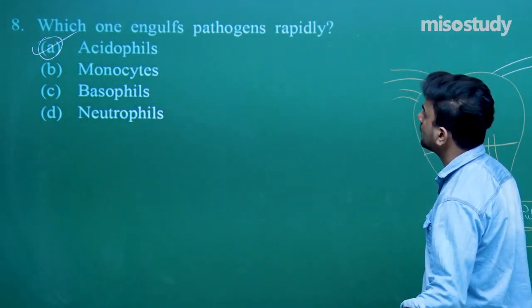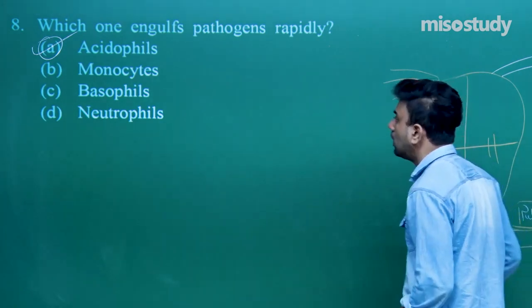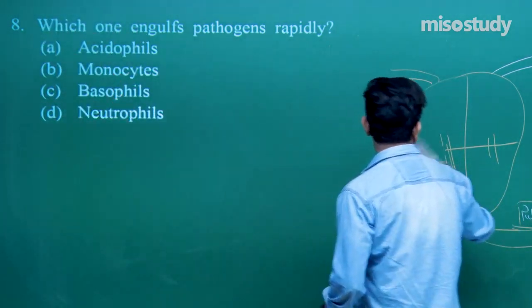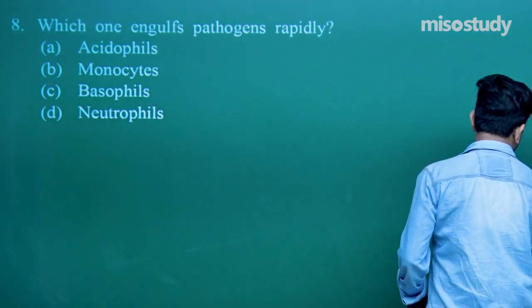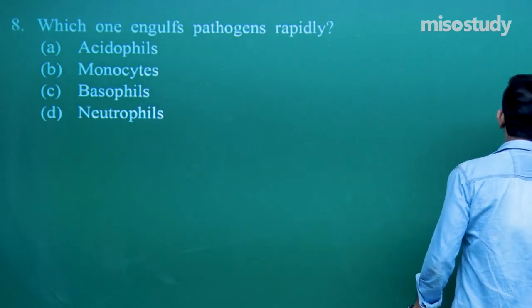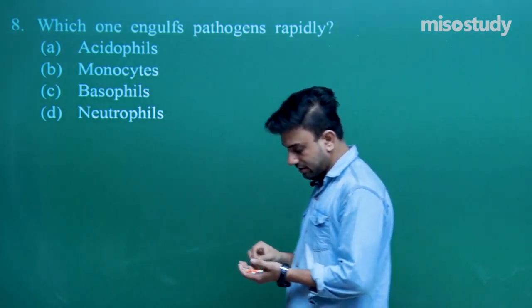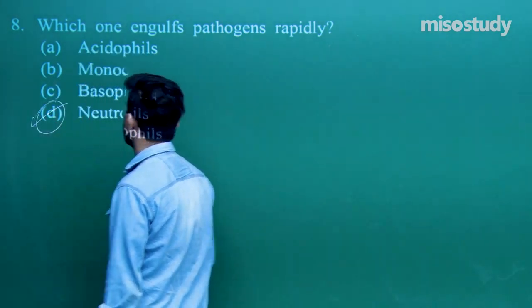Which one engulfs pathogens rapidly? Now we all know that neutrophils are granulocytes. So the one which engulfs pathogens rapidly is the neutrophil.